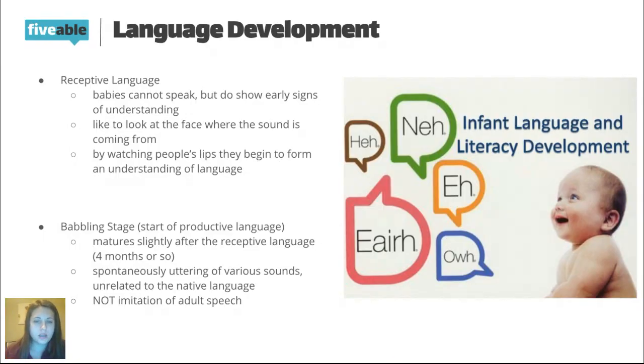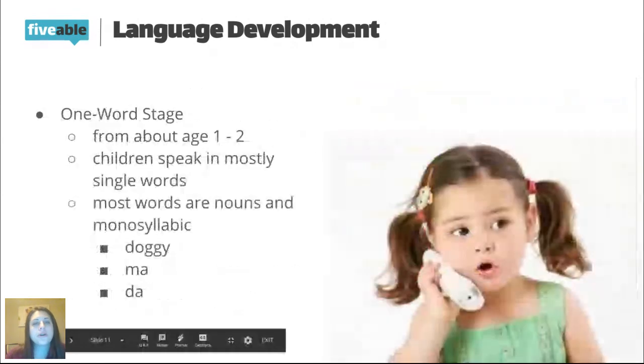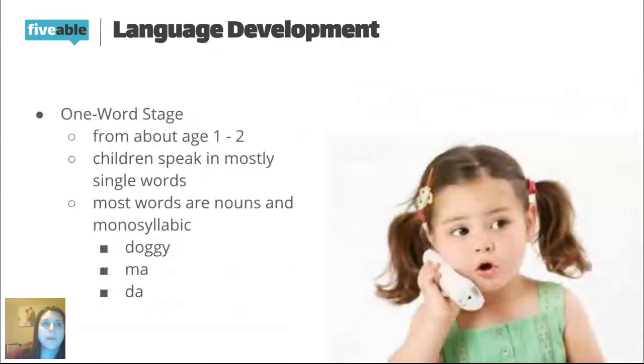So then babies are going to transition to the one-word stage. And this is more of what I think we think about, when the mama and the dada, things like that. At this age, about 1 to 2 years old, is when children first start to speak. Usually it's in really singular, direct words. Specifically, nouns are going to be the main thing that little kids use.